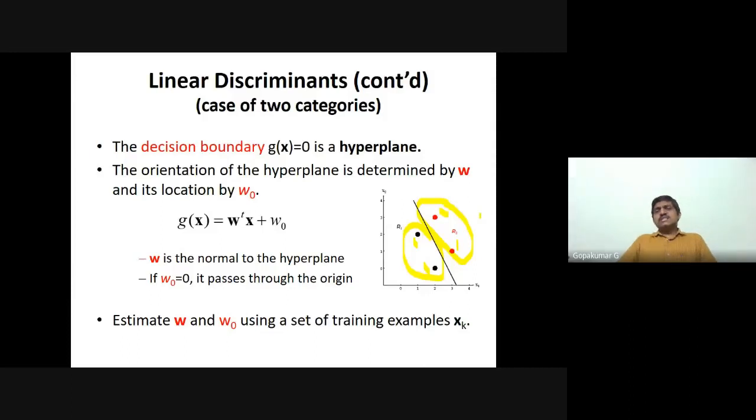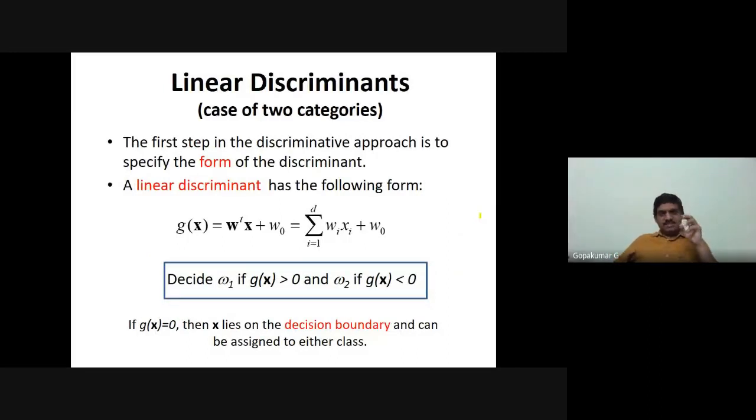So the line in this case, or the nonlinear curve that fits the nonlinear case, we generally call a decision boundary. Now we'll come to the simplest case, a two category problem, because this can be extended to multiple categories. We don't have much time to discuss all these issues, but we'll cover whatever we can. So now we'll come to a two category problem.